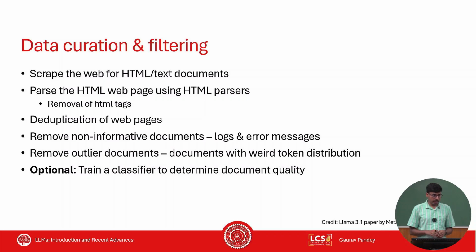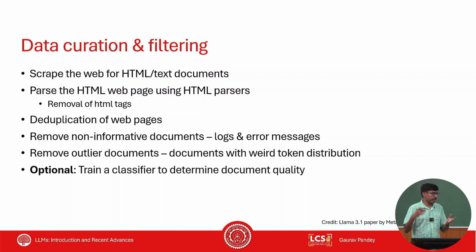Okay, so the first step is actually data curation and data filtering. Generally, what is done is that you scrape the web, or you use data from somebody who has already scraped the web, like Common Crawl, for HTML documents and text documents. If it is an HTML web page, you want to extract the content from it, so you will use some parser to remove HTML tags and give you the content part. Then you also want to do deduplication, because you want to ensure that the same data does not occur multiple times. You also want to remove non-informative documents. What this means is that there will be a lot of log pages on the web.